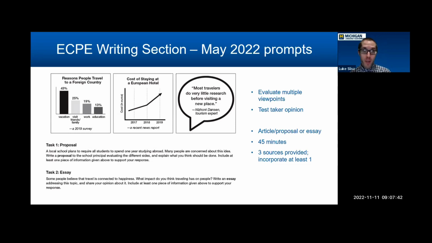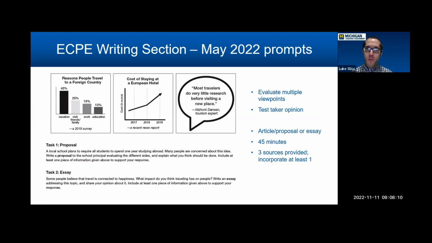So Fernando has brought up the prompt and what it actually looks like here. These are examples from the May 2022 administration of ECPE. There's always 3 visual sources at the top of the prompt that students will be expected to incorporate and integrate into their response. So they must incorporate at least one. If they do not, the score of their response will be reduced. So they always want to include one of these sources.